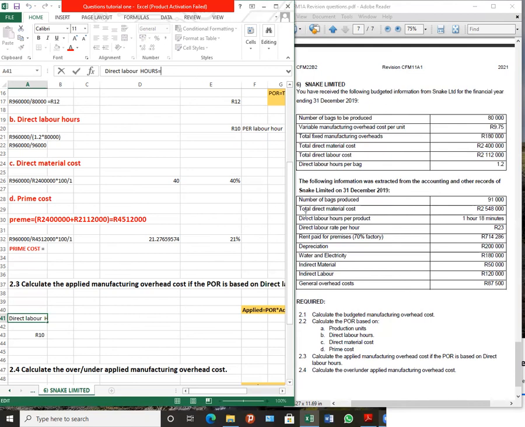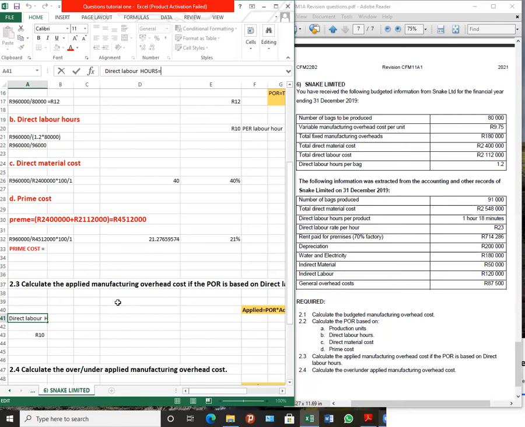Let's go back. Direct labor hours per product, ne? Direct labor hours per product is 1 hour and 18 minutes, ne? Yes. And then here, because we have 1 hour and 18 minutes, we are going to convert this 18 minutes into an hour, ne?